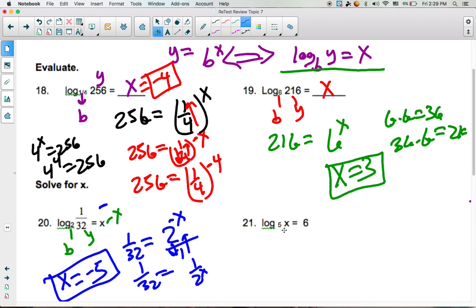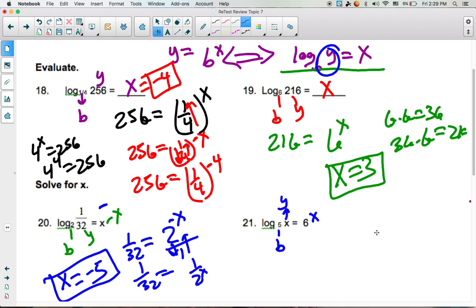Question number 21. We have log base 5 of x equals 6. So we're going to go through, identify b, y, and x. So the 5 is our base. This x is actually the y value in our formula up here, and then the 6 would be x. So we're going to take those three values and write them in exponential form.